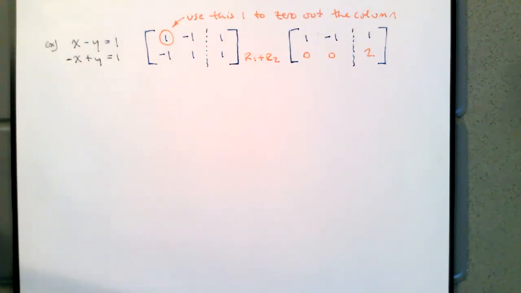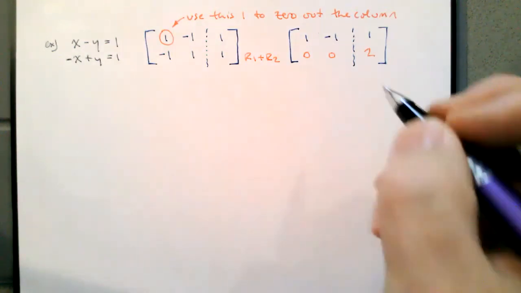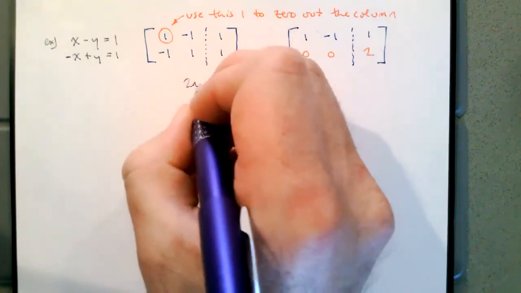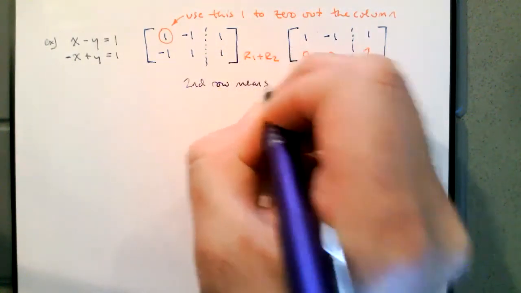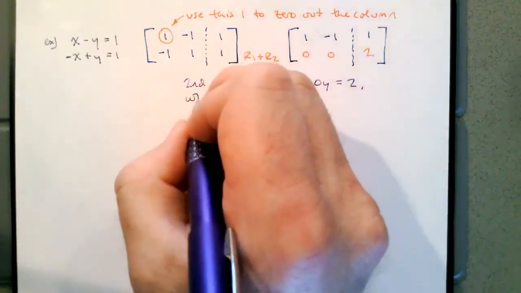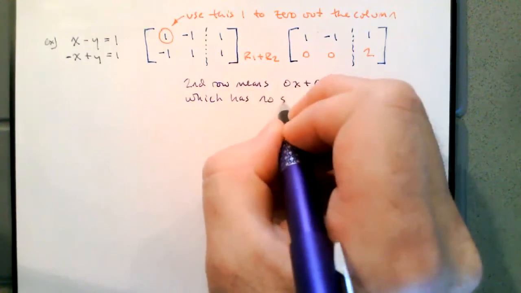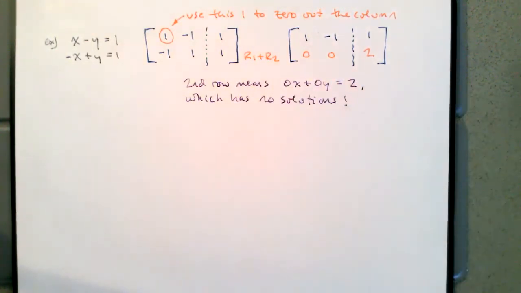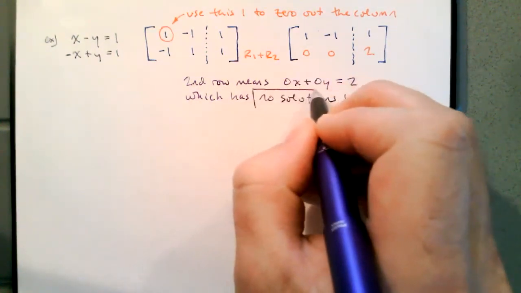And so at this point, we need to stop and look at that second row. We see that the second row corresponds to 0x plus 0y equals 2, and that can't happen. So this second row means 0x plus 0y is equal to 2, which has no solutions. So at this point, we can stop. No more operations necessary. We know that the solution set is empty. No solutions, the system is inconsistent.